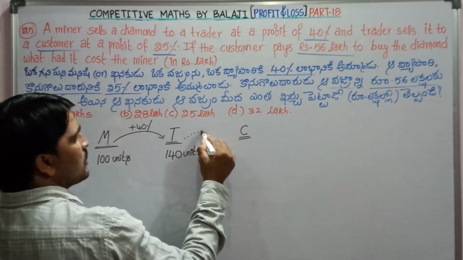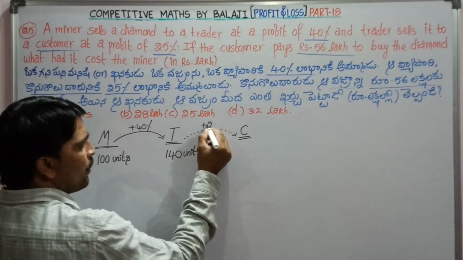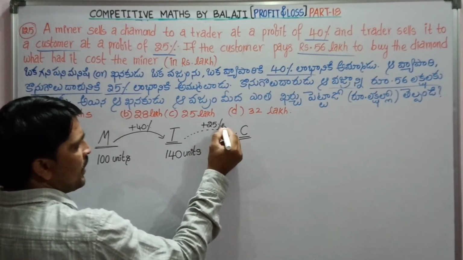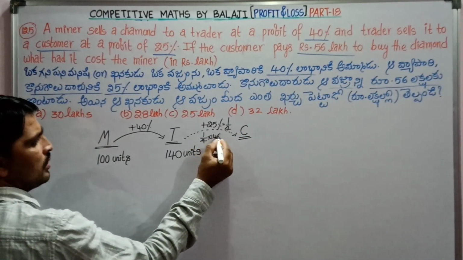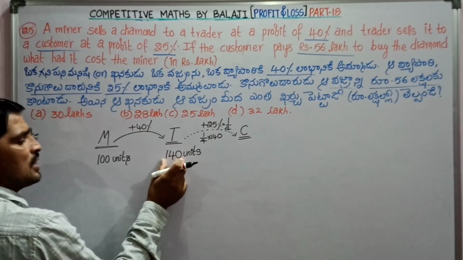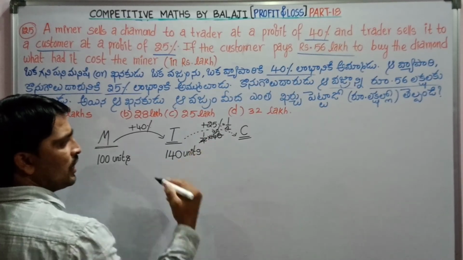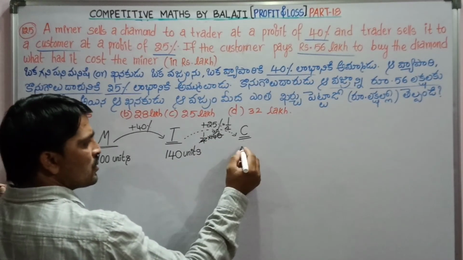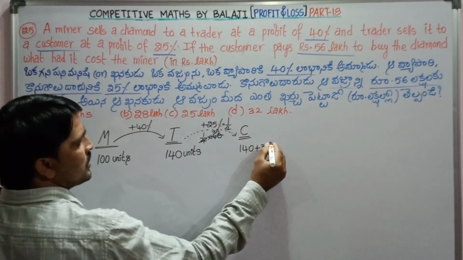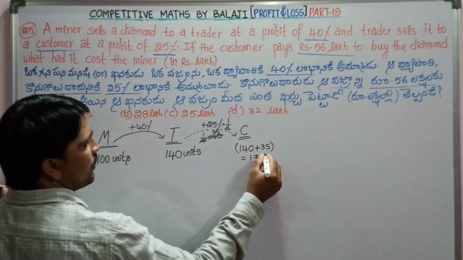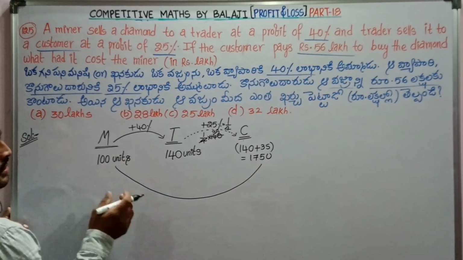Then the trader sold it to the customer at a profit of 25%. 25% in fraction value is 1 by 4. That is 1 by 4 of 140, since profit is on the cost price of the trader. 4 threes are 12, 4 fives are 20, so 35 units. That is, the cost price of the customer, or selling price of the trader, is 140 units plus 35 units, which is equal to 175 units.